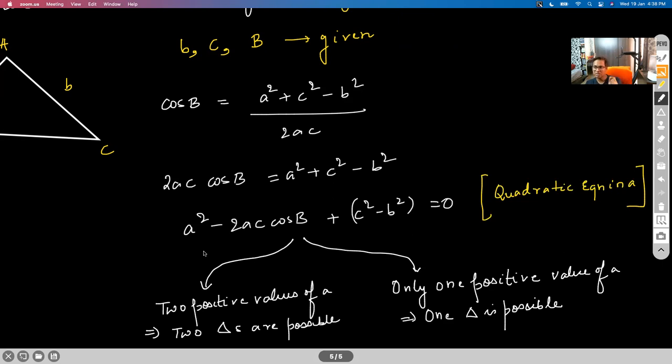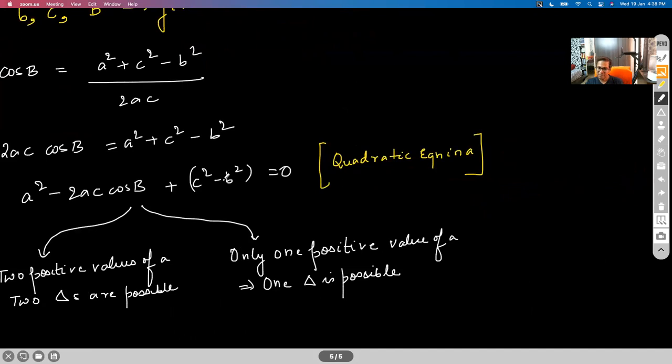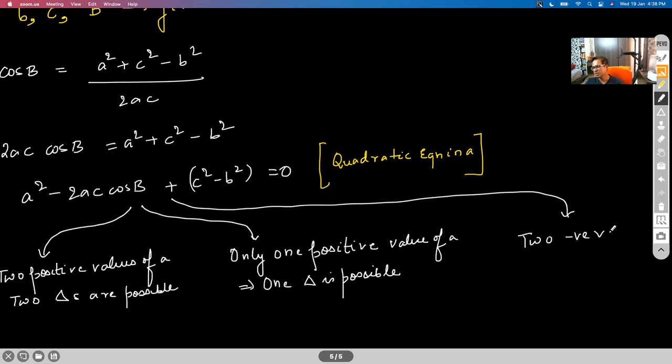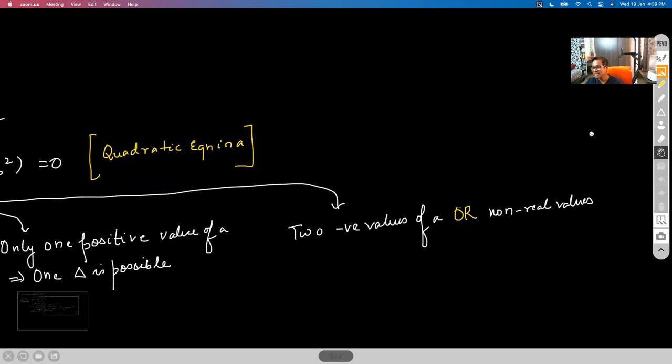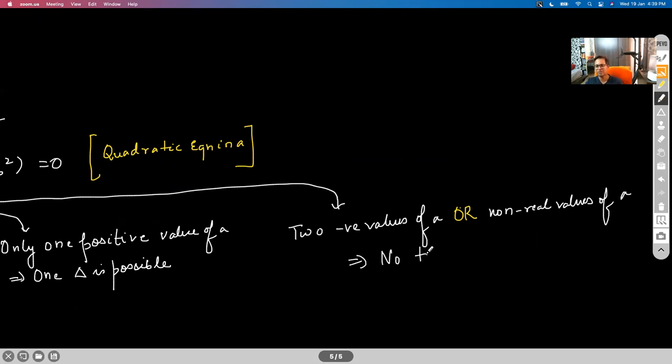So if I'm getting two positive values of a, that means two triangles are possible having the same b, c and capital B. But if I'm getting two real solutions, out of which only one is positive and the other is negative or zero for that matter, then only one triangle is possible. And if I am getting two negative values of a or non-real values of a, then in that case there is no triangle possible.